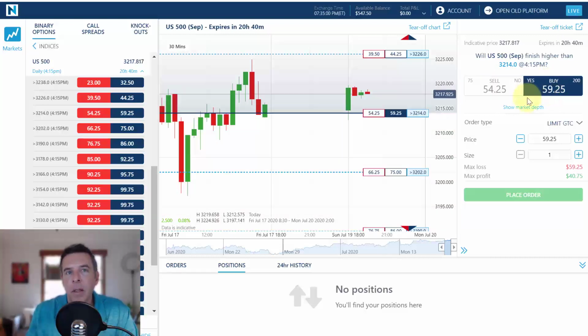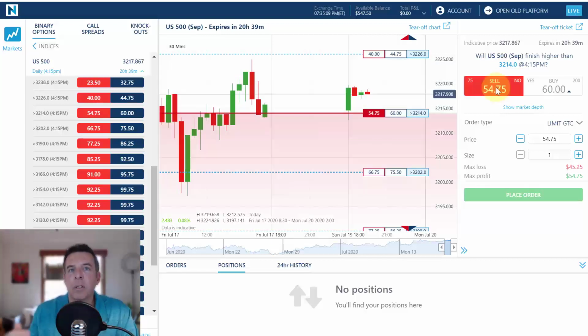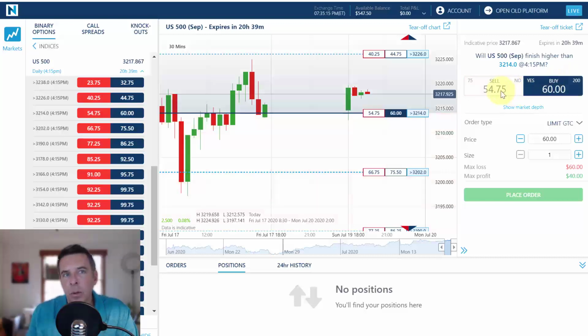All right. So if we're this close, what this is saying is, if I go to buy this, I am saying I believe that the market will close above 3214 by tomorrow. If I go to sell it, I'm going to say, no, I think the market will close below 3214. All right, so just start there. I'll tell you what the prices mean in just a second. So buying means I think it's going to be above or greater than.